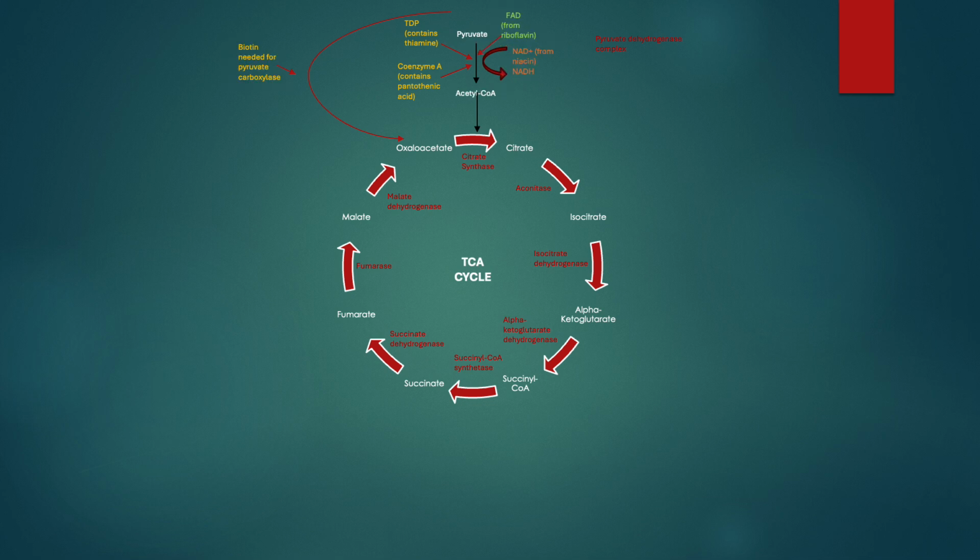Now the Krebs cycle can start. Citrate synthase catalyzes the reaction of acetyl-CoA and oxaloacetate into citrate. Aconitase then catalyzes the conversion of citrate into isocitrate. In the next step, isocitrate is converted to alpha-ketoglutarate by isocitrate dehydrogenase. This reaction produces an NADH from NAD+.